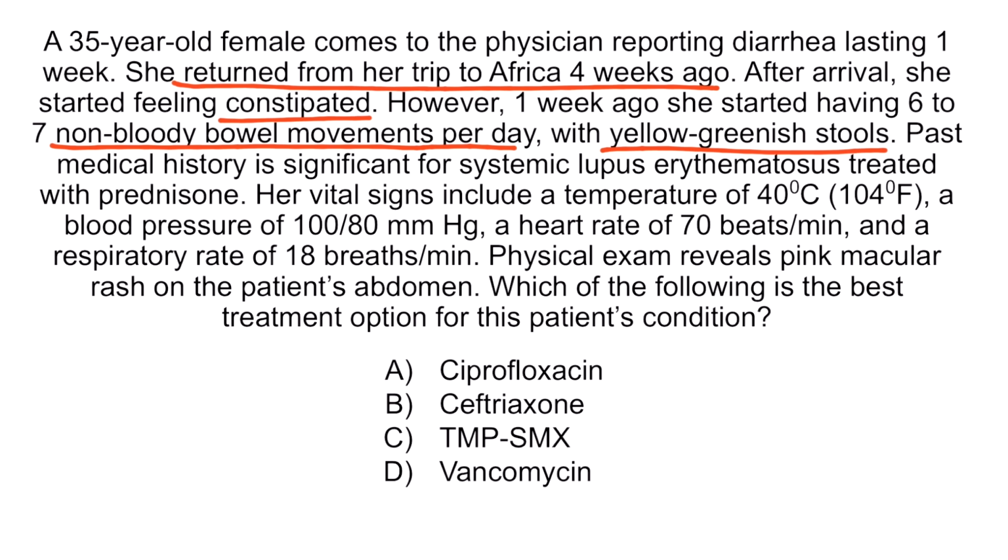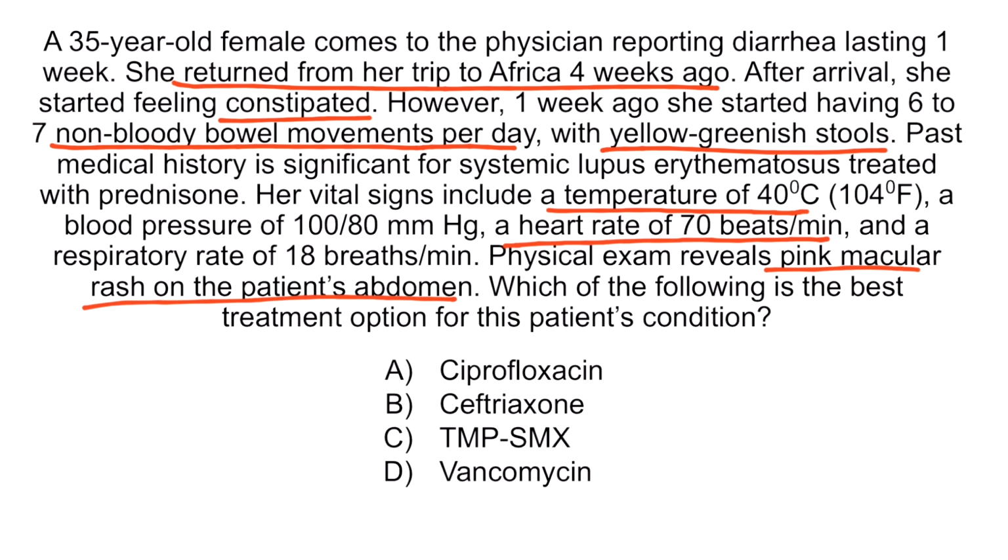Now, she has a pulse temperature dissociation, if you noticed. She's got the fever of 40 degrees Celsius, it's high, but her heart rate is only 70 beats per minute. And the physical exam reveals a pink macular rash on her abdomen. All these findings are consistent with the diagnosis of typhoid fever. So then, the question really is focused on the treatment of typhoid fever. And as we discussed in our lecture, typhoid fever is treated with ceftriaxone or fluoroquinolones.